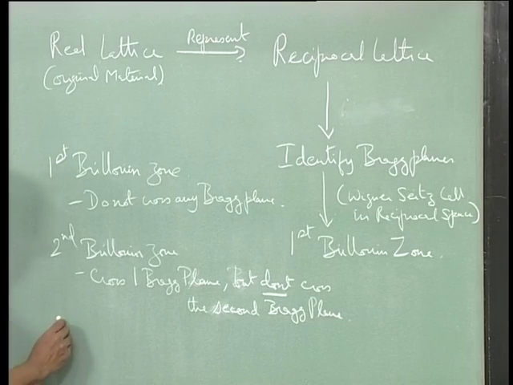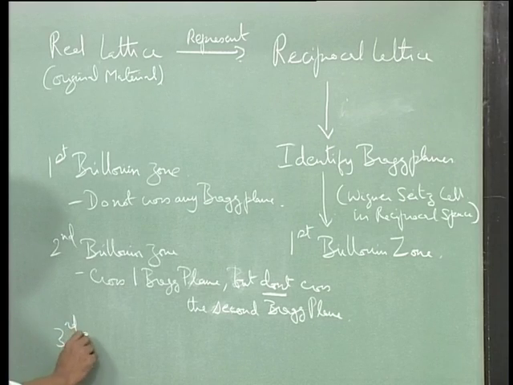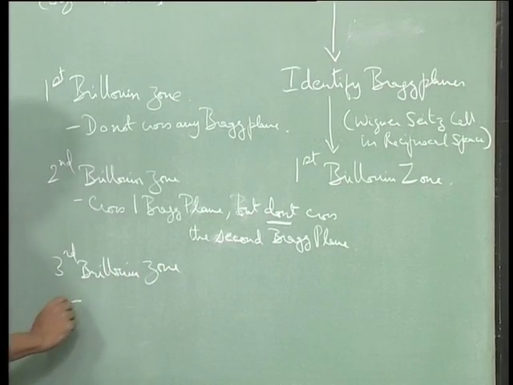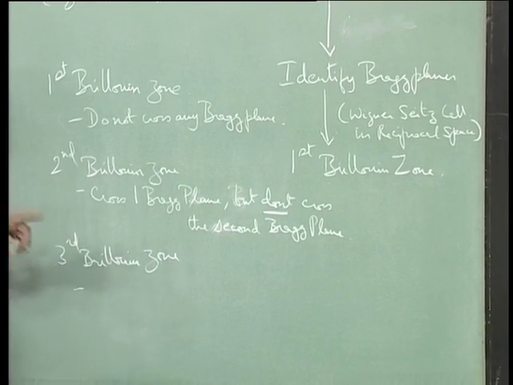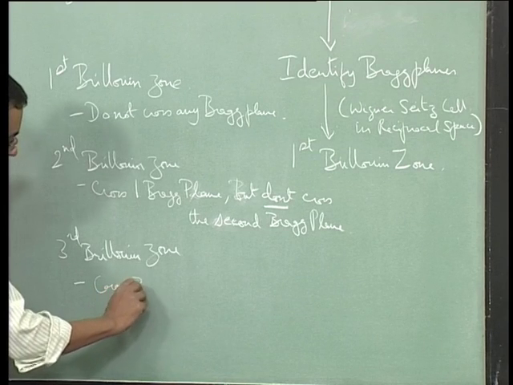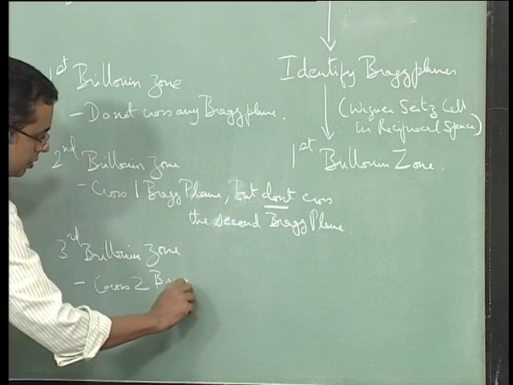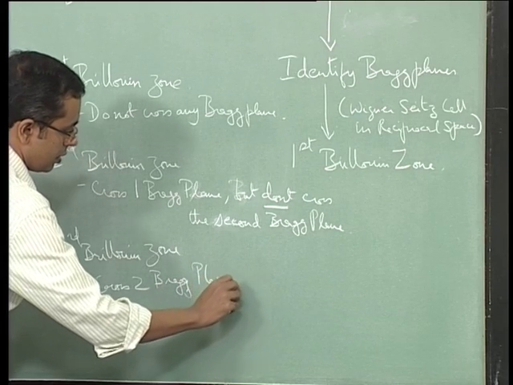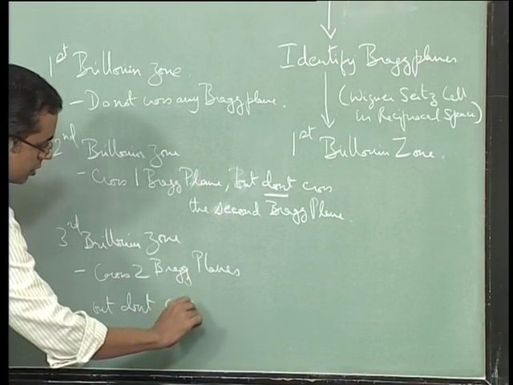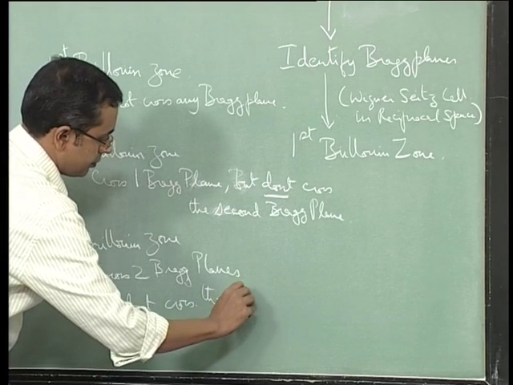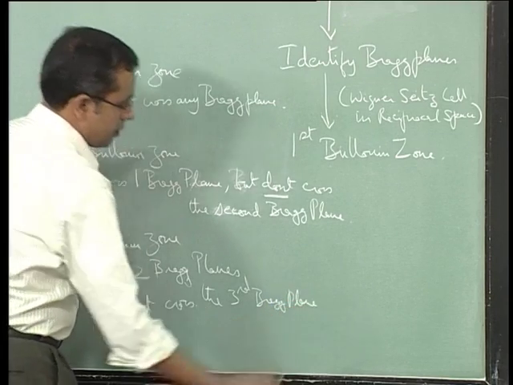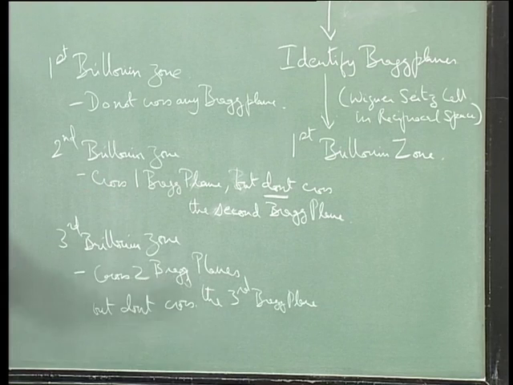Similarly, we will continue. So, I just put on one more and then we will generalize. Third Brillouin zone, it is the region in the reciprocal space that you can access by making sure that you cross two Bragg planes but do not cross the third Bragg plane. Okay, in a given direction. We will actually make a two dimensional representation, it will become very clear to you.